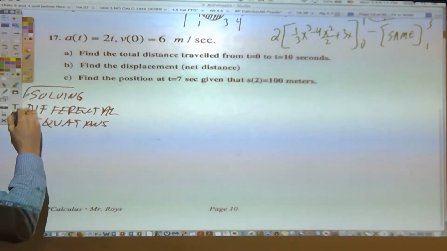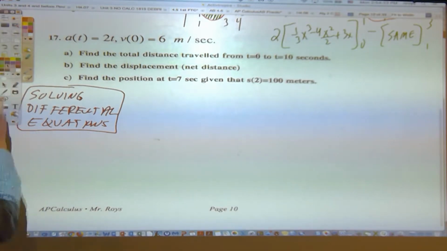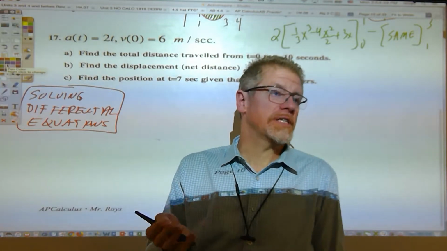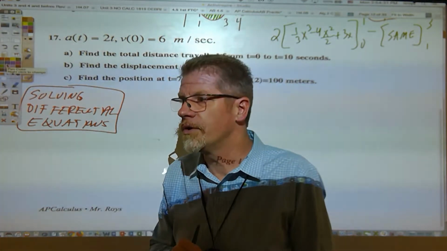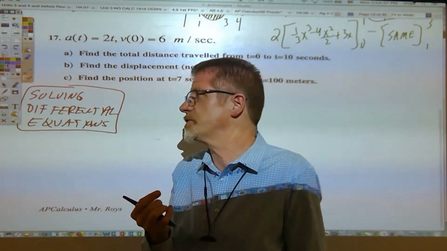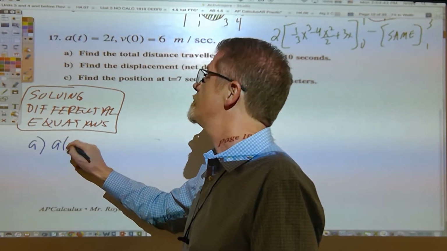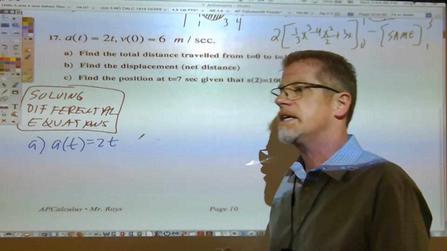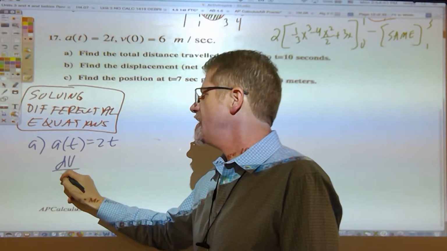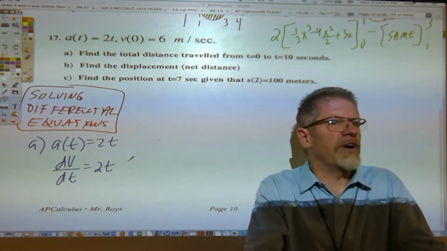Now, it's not a new concept, but it's a new application of a concept we've already learned. Solving differential equations. First of all, you need to know what a differential equation is. A differential equation is really any equation that contains a derivative. It could have one derivative in it. It could have multiple derivatives. But a differential equation is an equation with derivatives. And when they tell you, problem 17, letter A, when they tell you that a of t is 2t, the acceleration function is 2t, that's actually a differential equation. It's the differential equation dv dt equals 2t. Acceleration is a derivative of velocity.